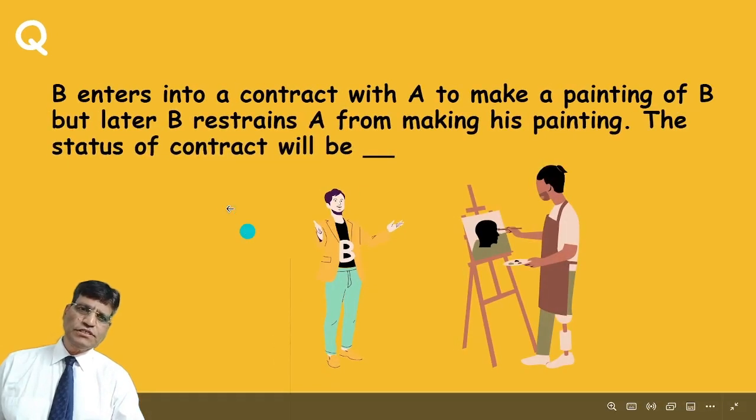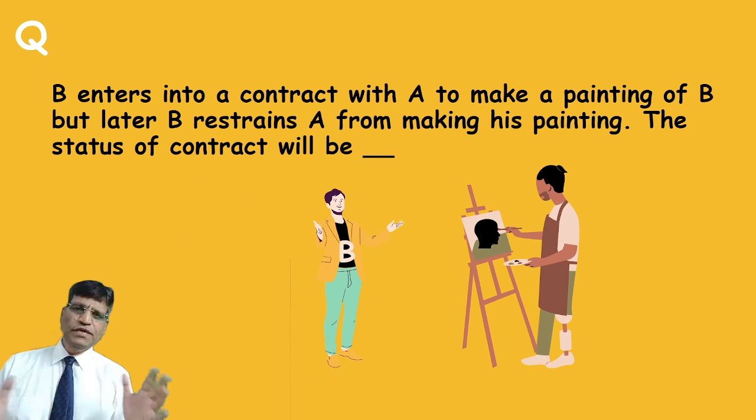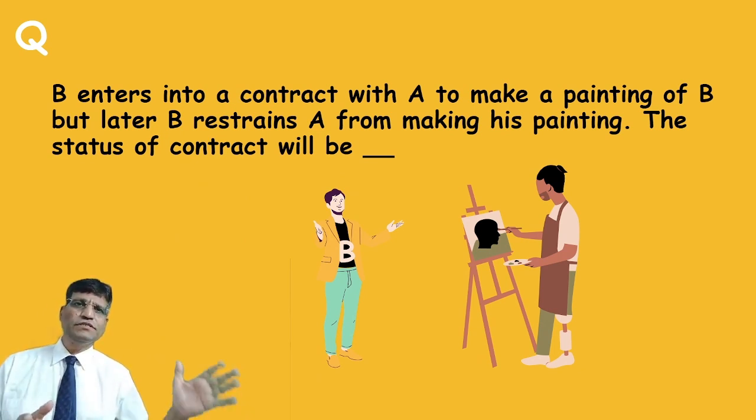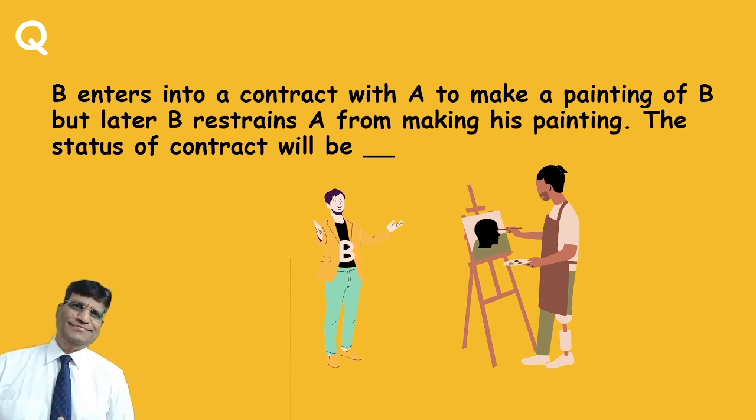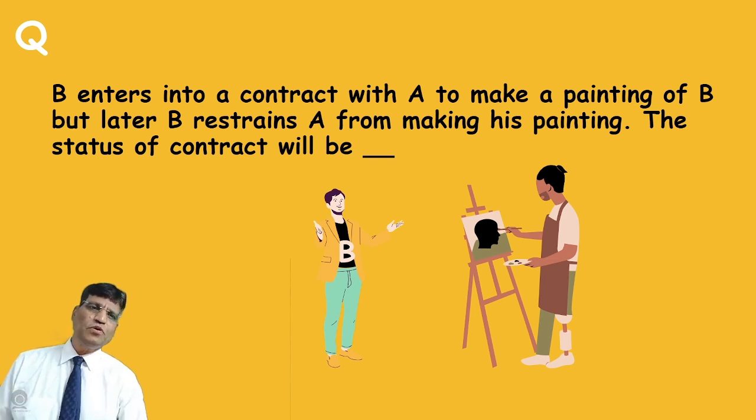Our next question is with regard to contract. B enters into a contract with A and he wants A to make his picture. But he doesn't cooperate. He doesn't want. He restrains A from making his painting. What would be the status of contract?